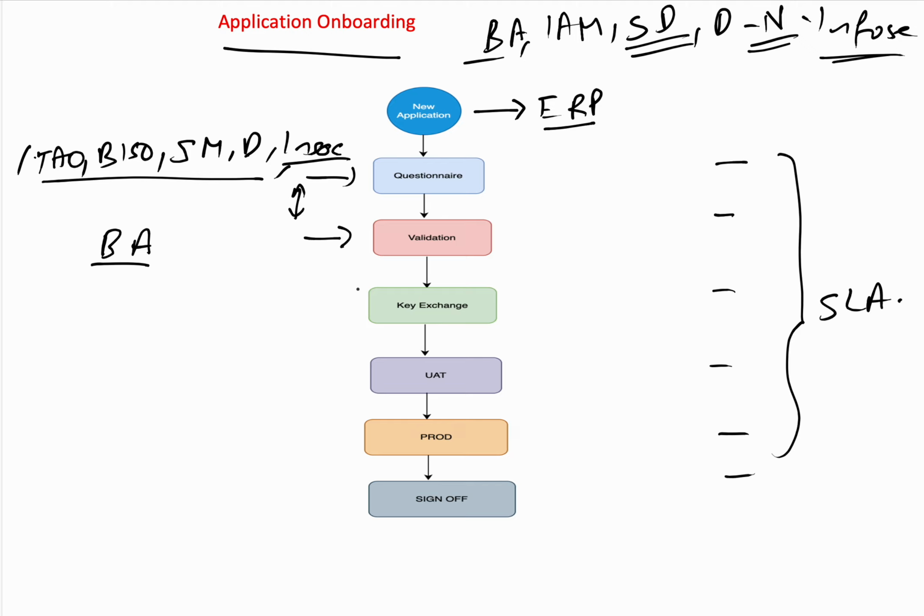Then you have key exchange. Now, what is key exchange? Basically, public keys will be shared for data transfer. For example, you're trying to build an app. You have ERP, but you will not use ERP directly as it is. You will make some changes in the ERP and then pass it on to your employees for them to use the application.